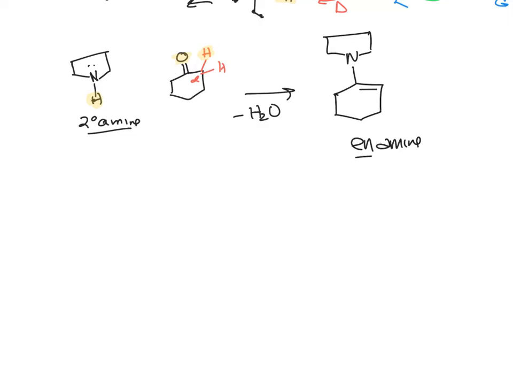Enamine. There's your double bond, and this is your amine. It's neutral. And we've talked about this in the amine chapter. Now, in enamines, you have a nucleophilic carbon. So this alpha carbon is kind of like a masked nucleophile.